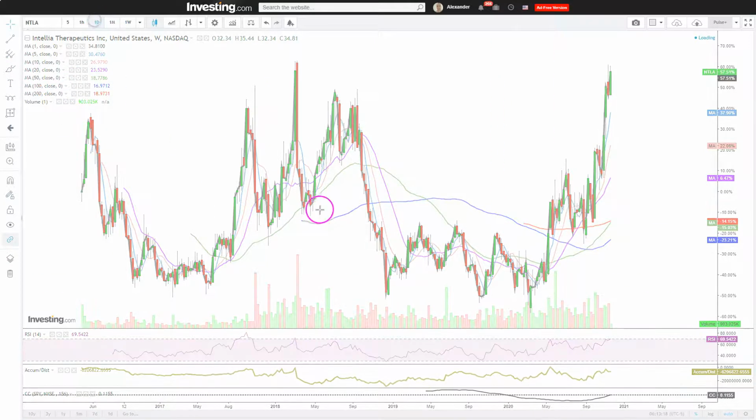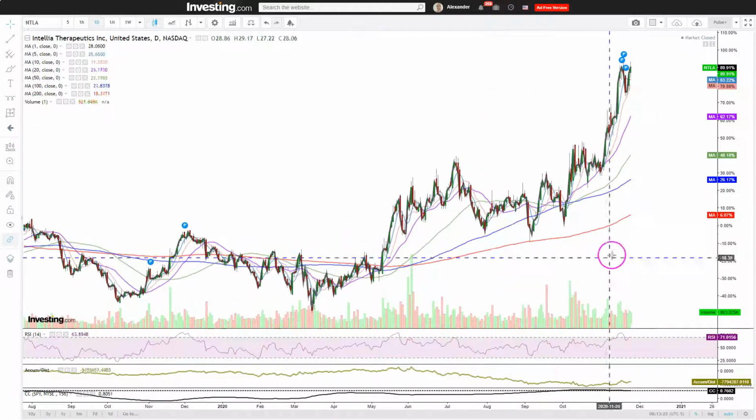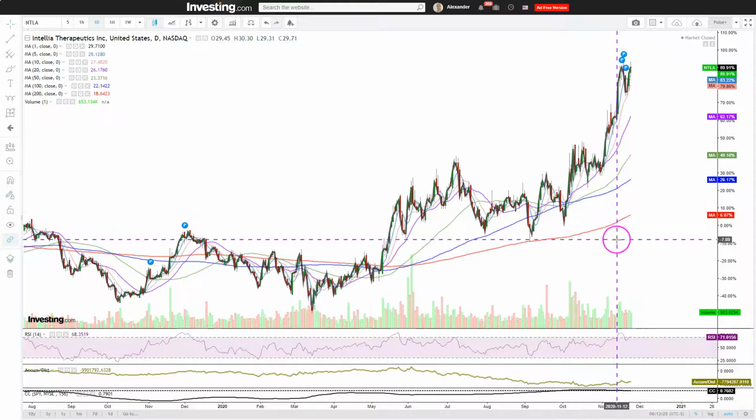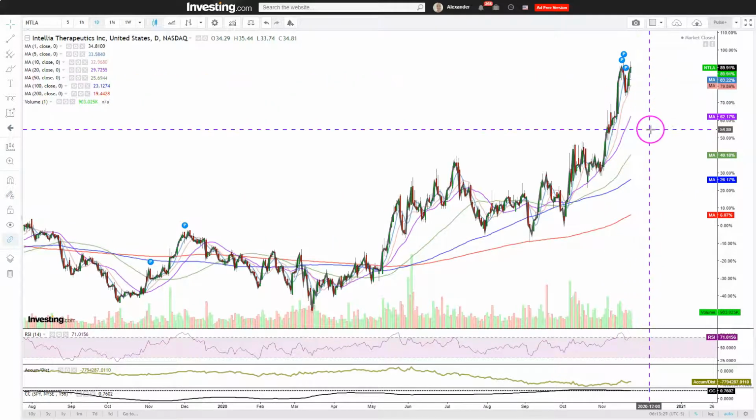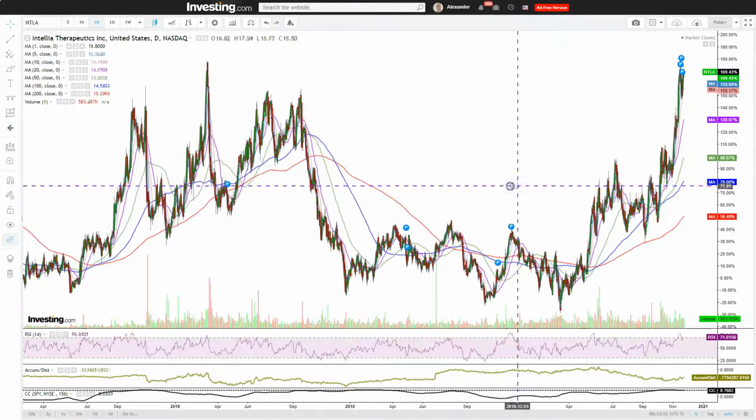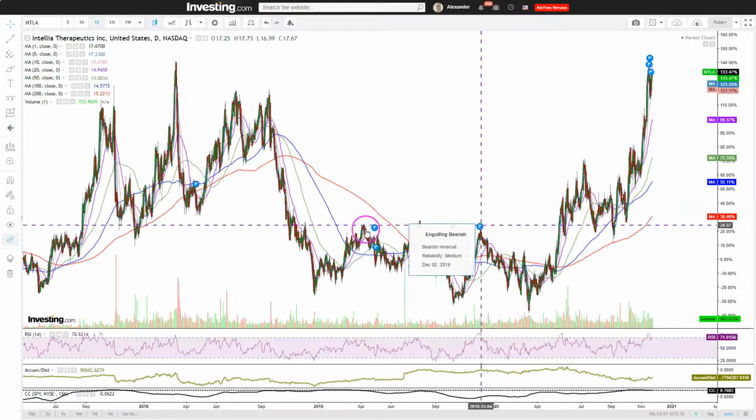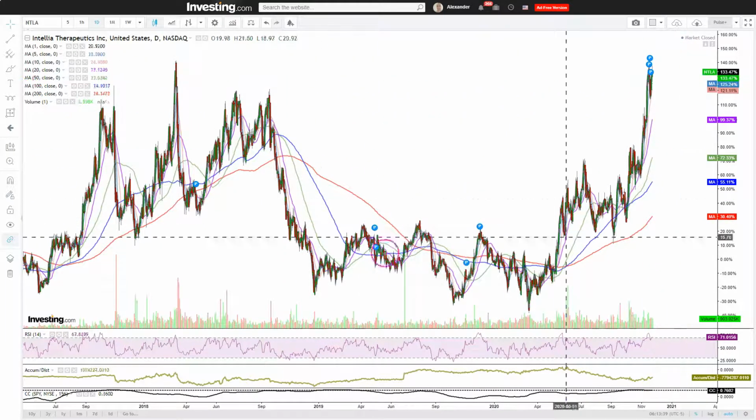If we go here to the daily data points, let's load the moving averages. A very, very strong rally, but I think there is a very high probability of a pullback. And if you do not have any position on Intellia, a pullback would be a nice entry opportunity. You can see that there is also a rounding bottom pattern here.